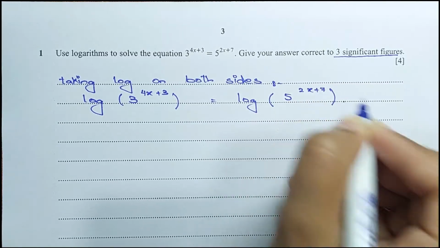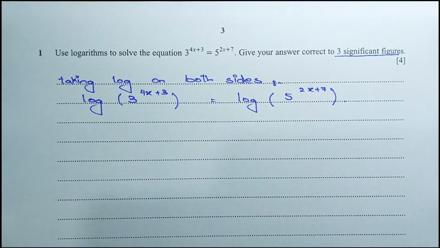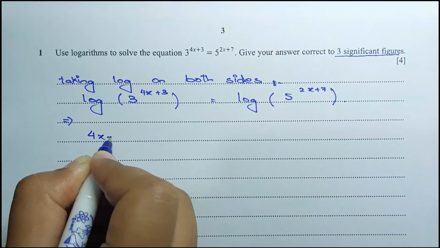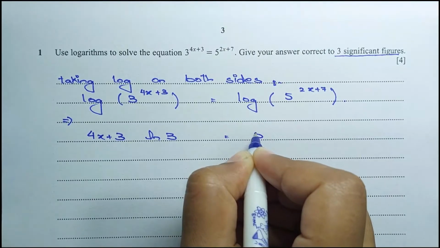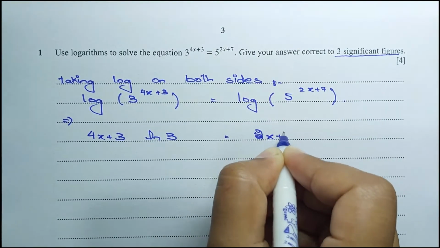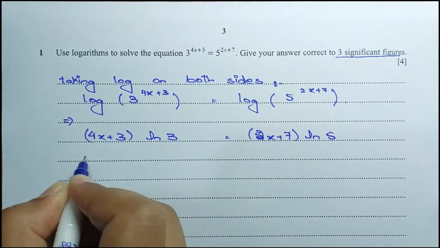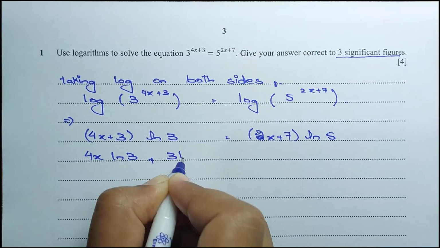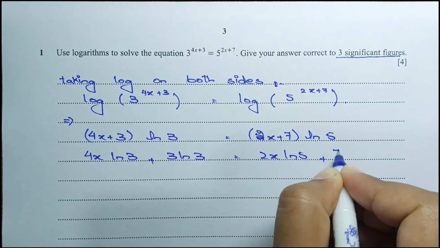Now applying the power rule of the log, let me apply the natural log here, not log to the base 10. So 4x plus 3 is the power, so we can say (4x+3) ln 3 equals (2x+7) ln 5, since the power comes before the log. Let me open the brackets: 4x ln 3 plus 3 ln 3 equals 2x ln 5 plus 7 ln 5.